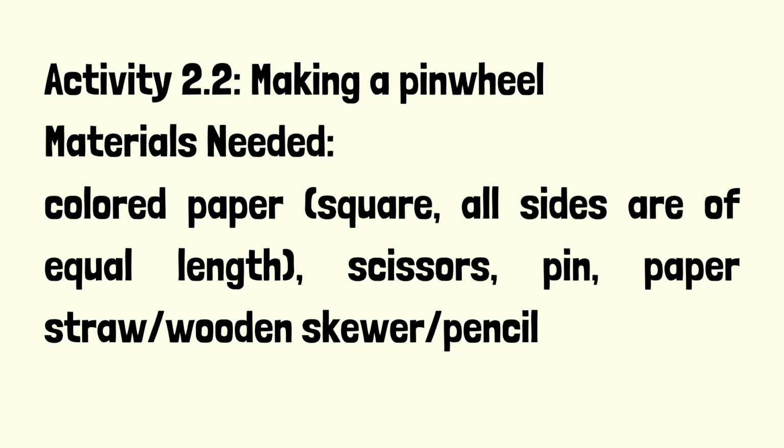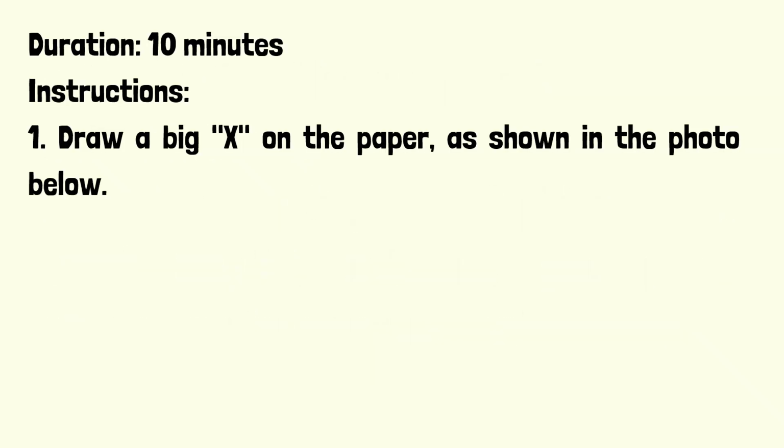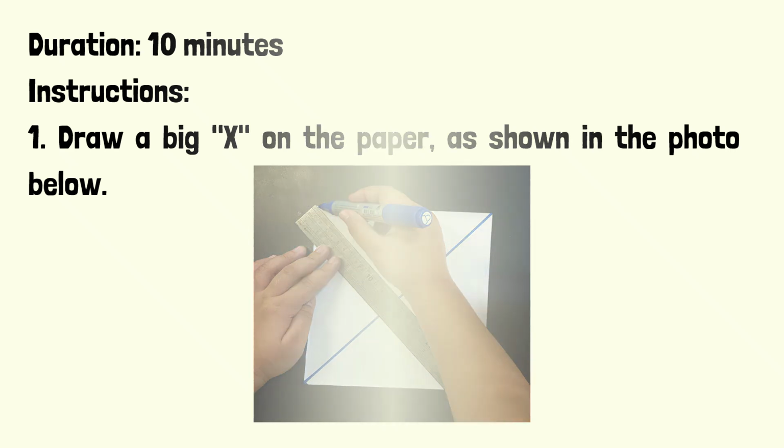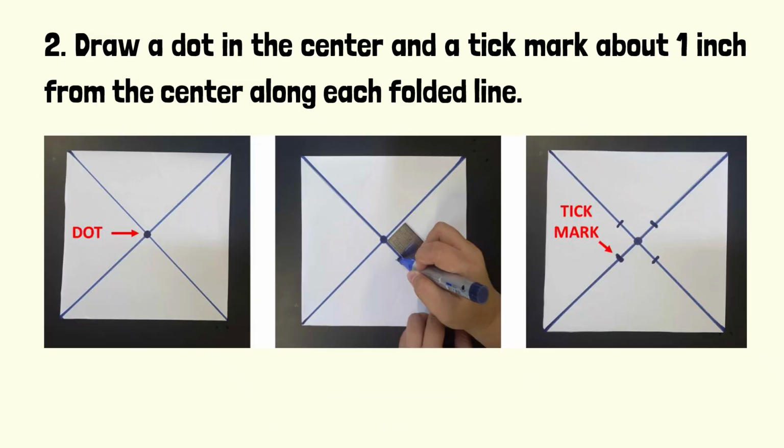Activity 2.2. Making a pinwheel. Materials needed: colored paper, square, all sides of equal length, scissors, pin, paper, straw, wooden skewer, pencil. Instructions. Number 1. Draw a big X on the paper as shown in the photo below. 2. Draw a dot in the center and a thick mark about 1 inch from the center along each folded line.